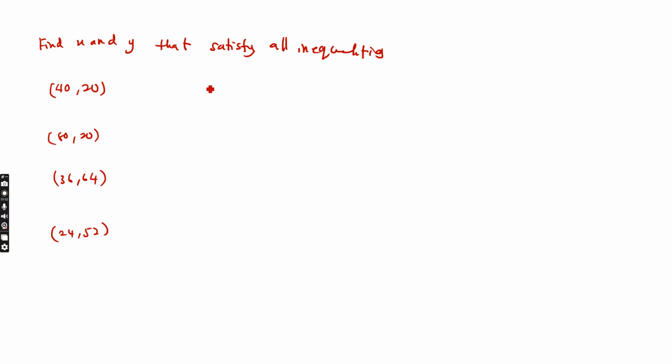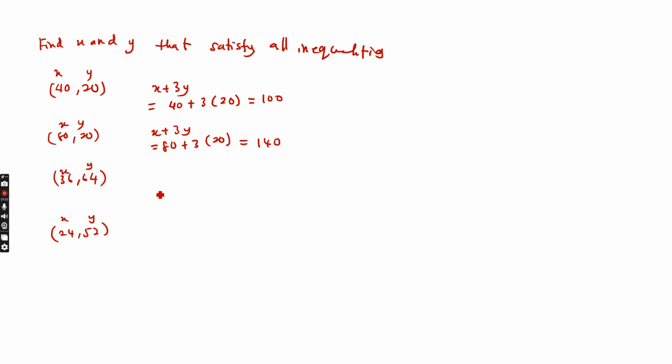Okay, what you need to do is they ask us which one maximizes x plus 3y. So we have x and y, so substitute inside this equation. Substitute 40 plus 3 multiplied by 20, you're going to get equal to 100. And then here x plus 3y also, substitute x equal to 80 plus 3 multiplied by 20, you're going to get equal to 140.